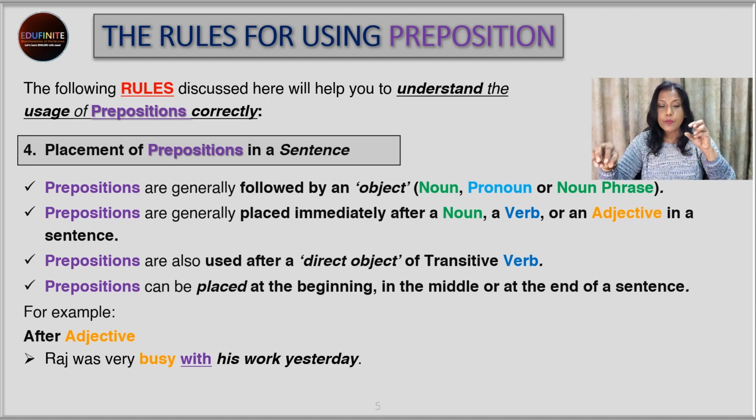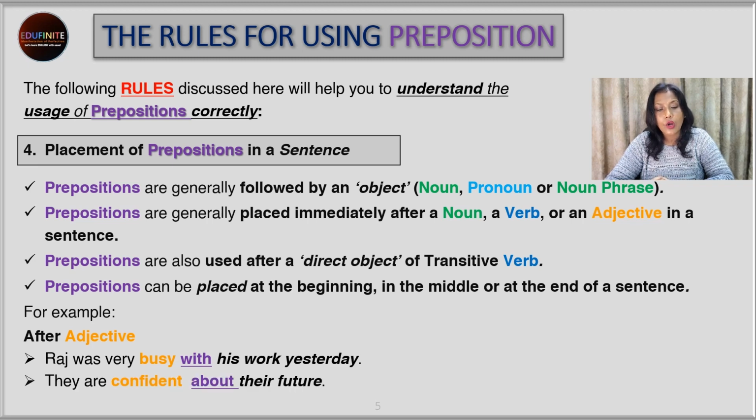Now, it's being attached, busy with what? His work yesterday. So busy with his work. So his work is the object of the preposition with. Next. They are confident about their future. Again, confident is the adjective and about is the preposition and their future is its object. So their future is being glued to the sentence, or is being attached to the adjective, by this preposition about.